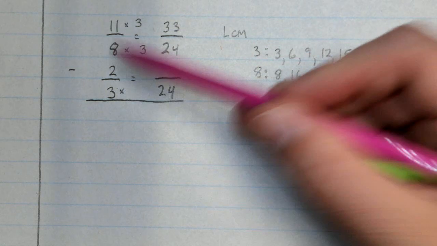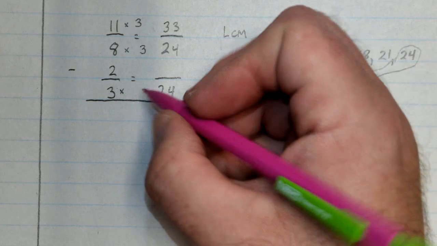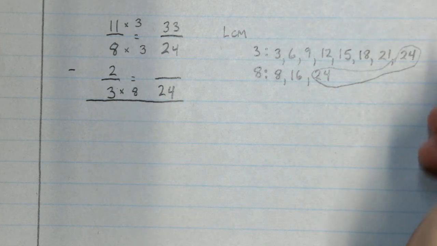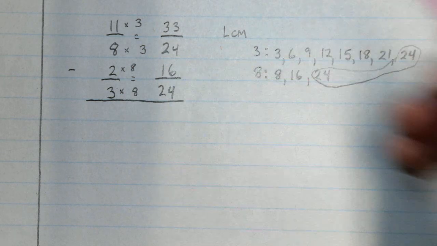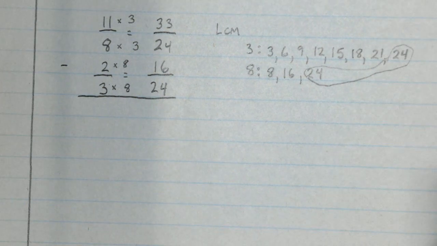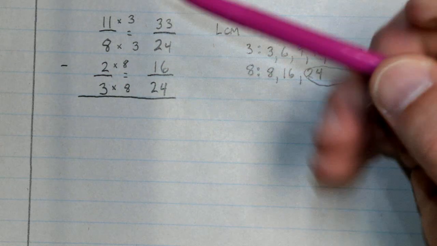Improper fraction, just like we had before. 3 times, well, again, we know already. 3 times 8 equals 24. 2 times 8 is 16. Now I can subtract. 33 minus 16.